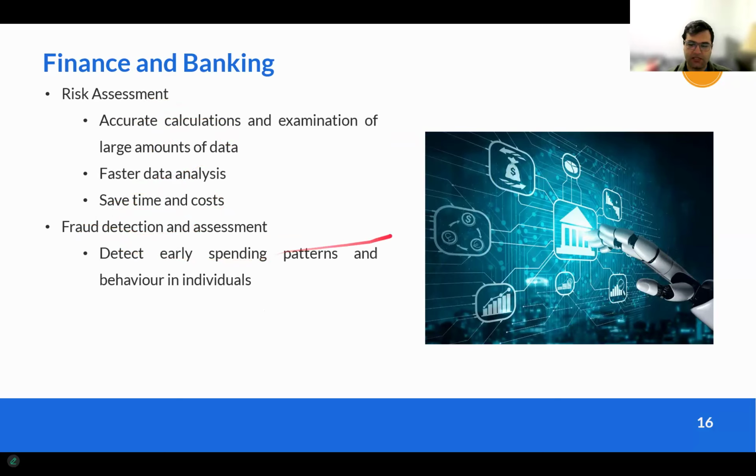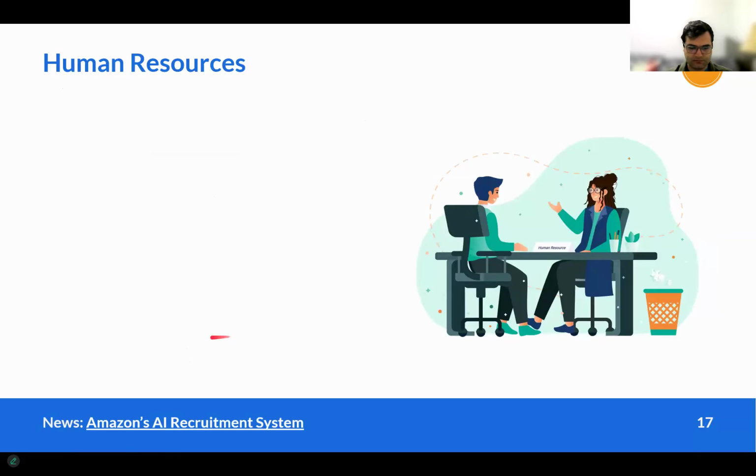Fraud detection and assessment, it looks at spending patterns and sees if this is something that a person would normally be doing. Okay, and then flag it if it's suspicious. Okay, predict future market conditions. Problem is, no one can predict the future market condition. Okay, the past couple of months have proven that it's very unpredictable, right? With all the tariffs going on.